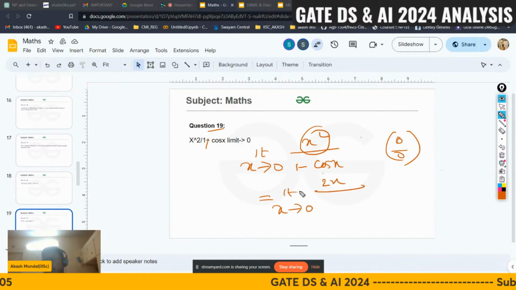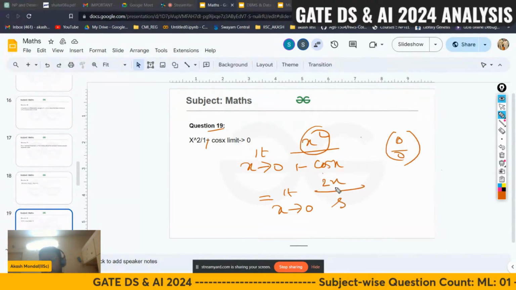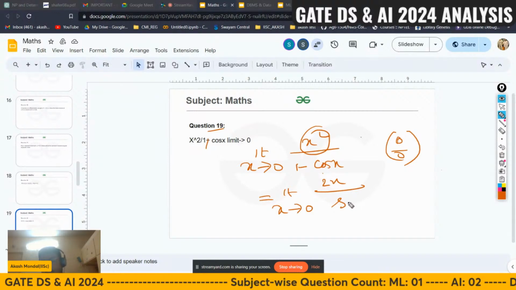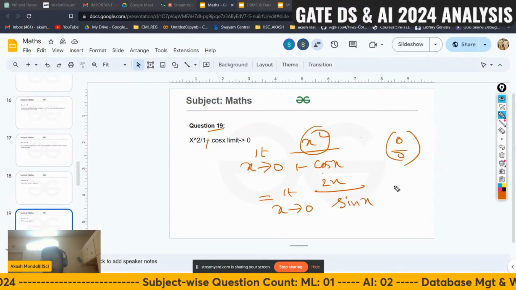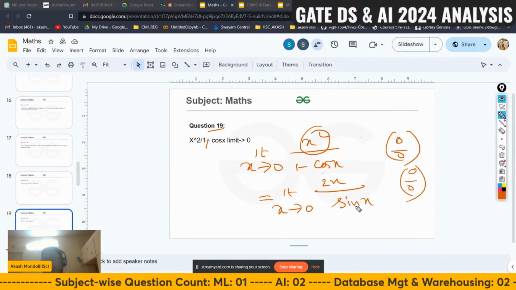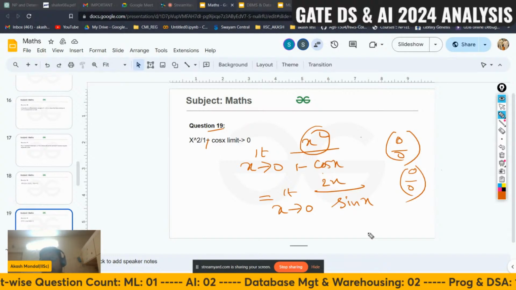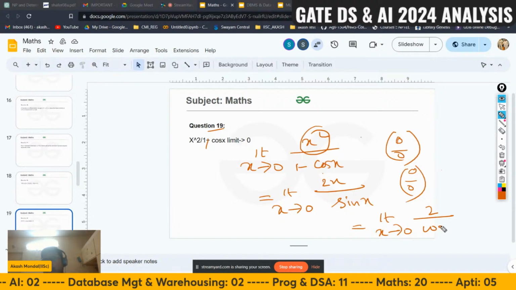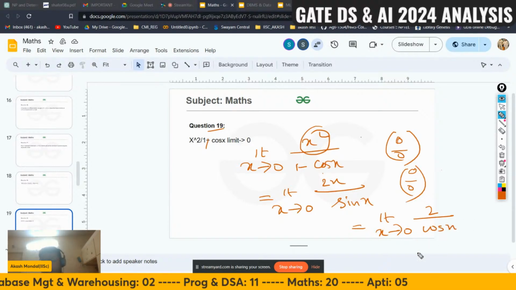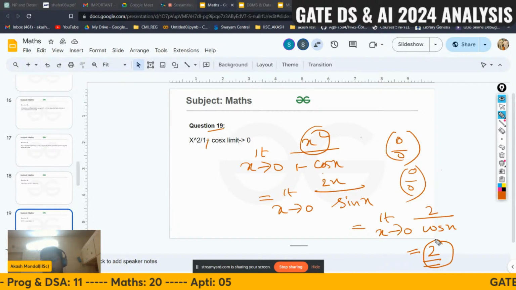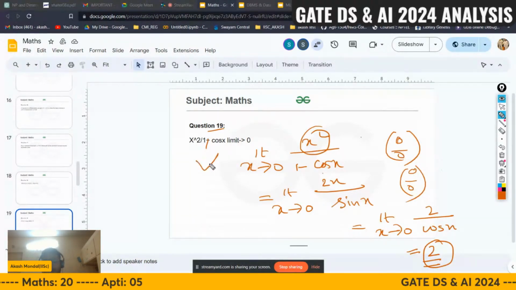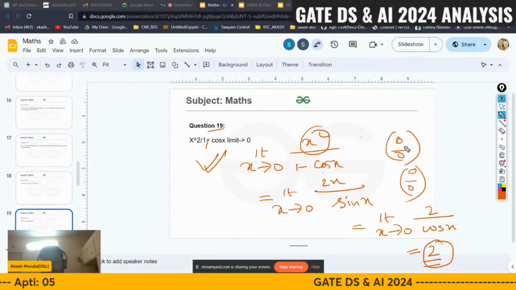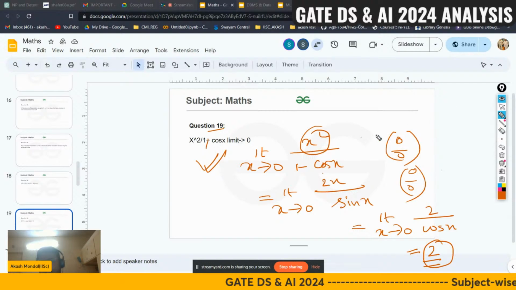Now differentiate this quantity. The derivative of cosine x is minus sine x, so it's going to be sine x. Now again, this is 0 by 0 form because sine 0 is 0 and at x equals 0, 2x is 0. Now again, you can differentiate. So you'll get 2 by cosine x, and now it is not 0 by 0 form. Cosine 0 is 1, so it is 2. This is again a simple application of L'Hopital's rule. So the answer to this question is 2.